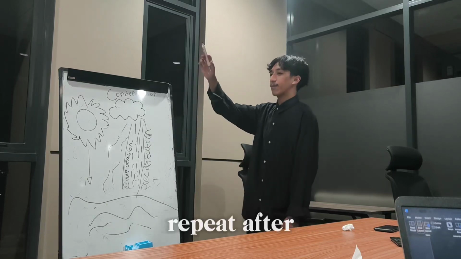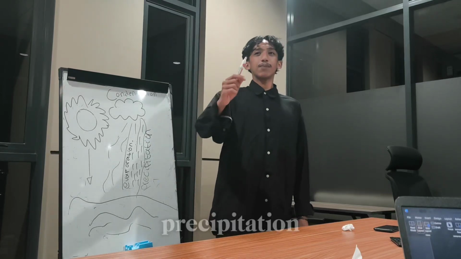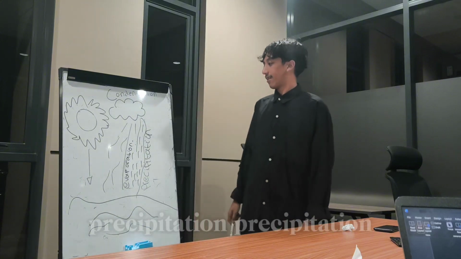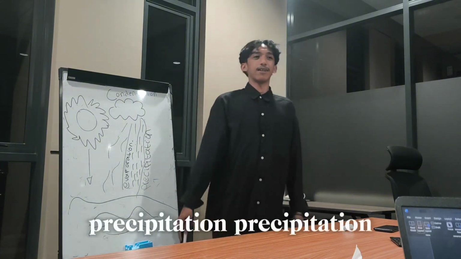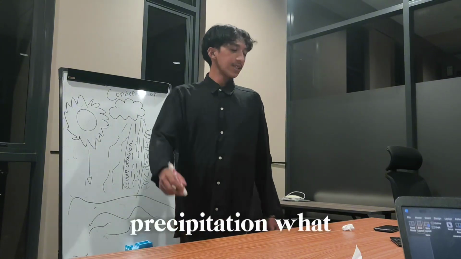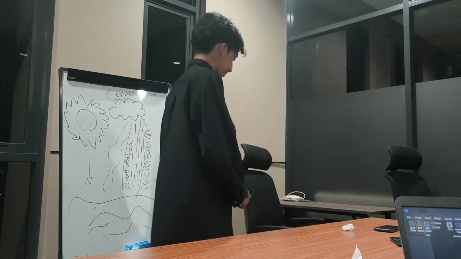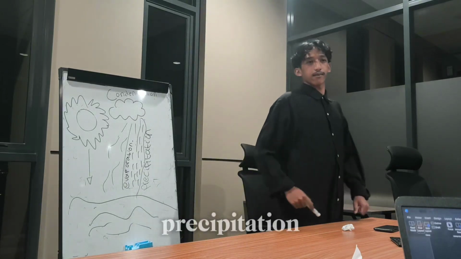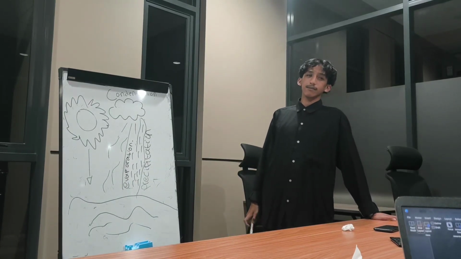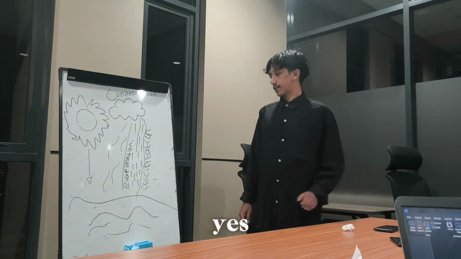Precipitation. Repeat after me, everyone. Precipitation. Precipitation. What is precipitation? Precipitation is when the clouds become heavy, water falls back into the earth. That is precipitation.